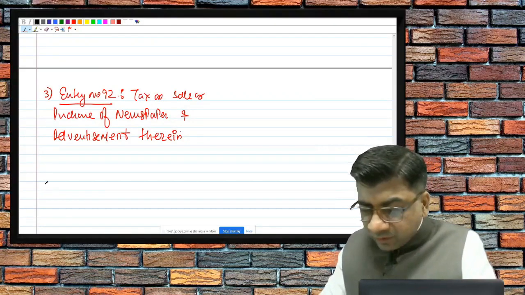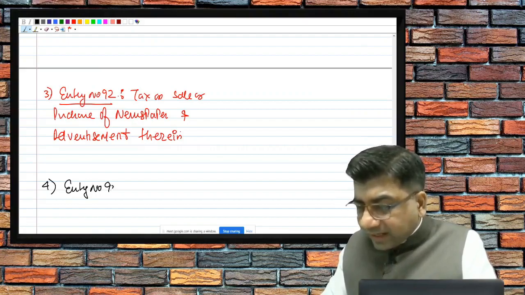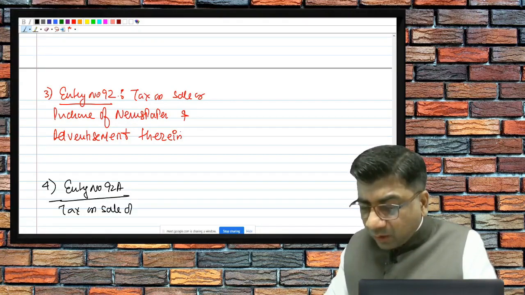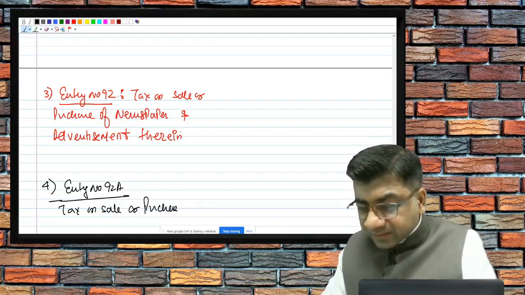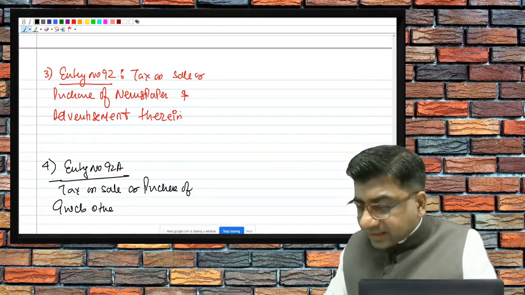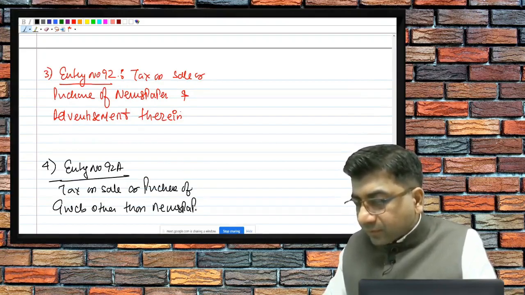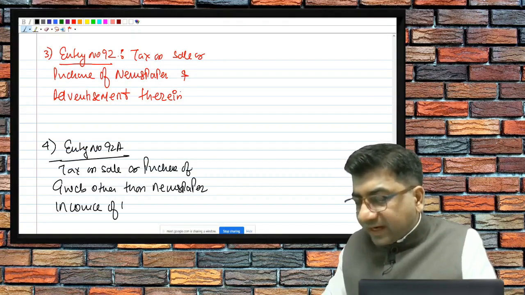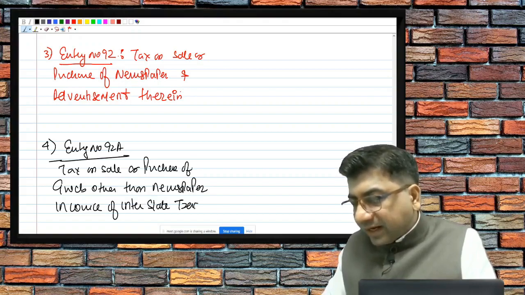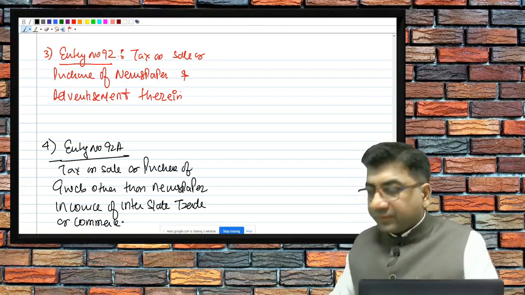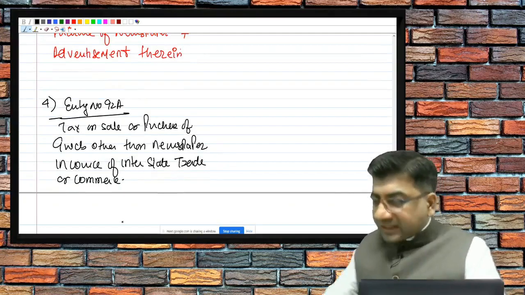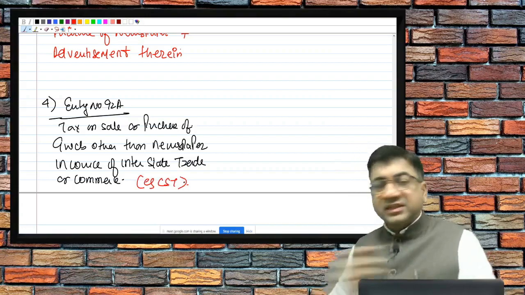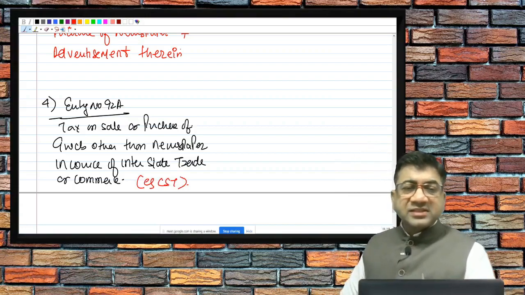Fourth, leave again 1 or 2 lines below. Fourth is entry number 92A, tax on sale or purchase of goods other than newspapers in the course of interstate trade or commerce. Using this entry in India, CST was levied. Yes, my dear friends, CST was levied on the sale or purchase of goods other than newspapers.